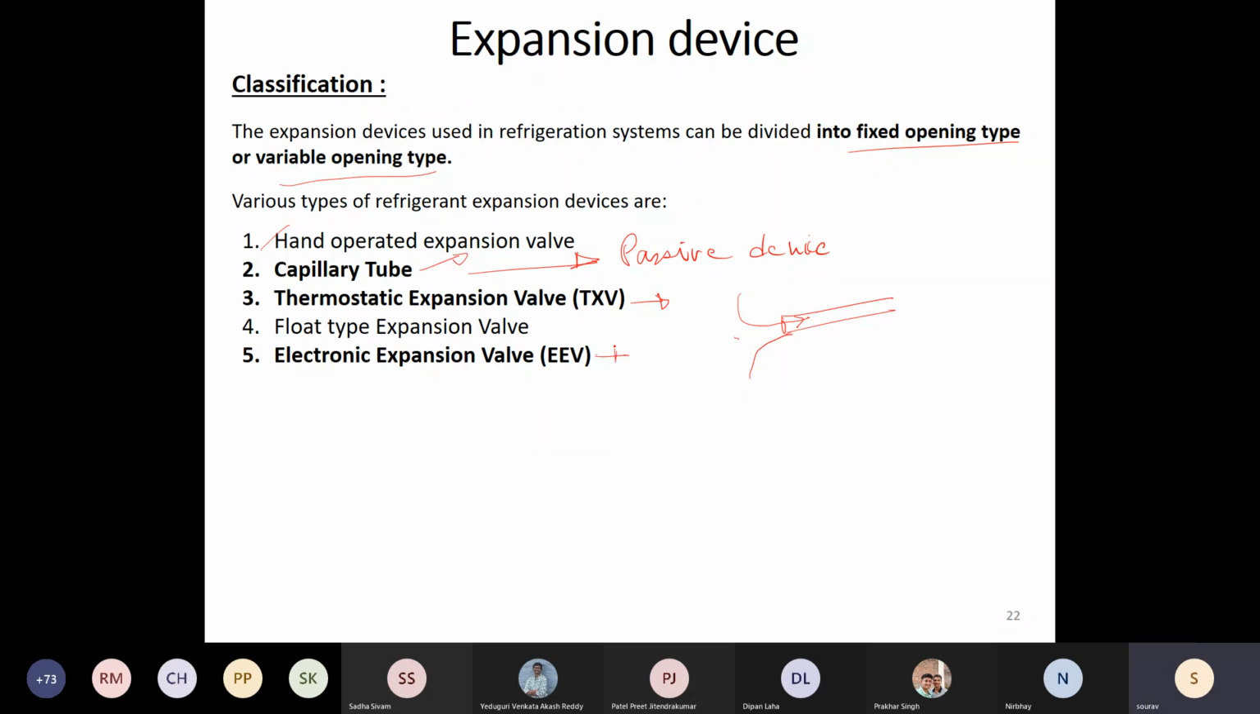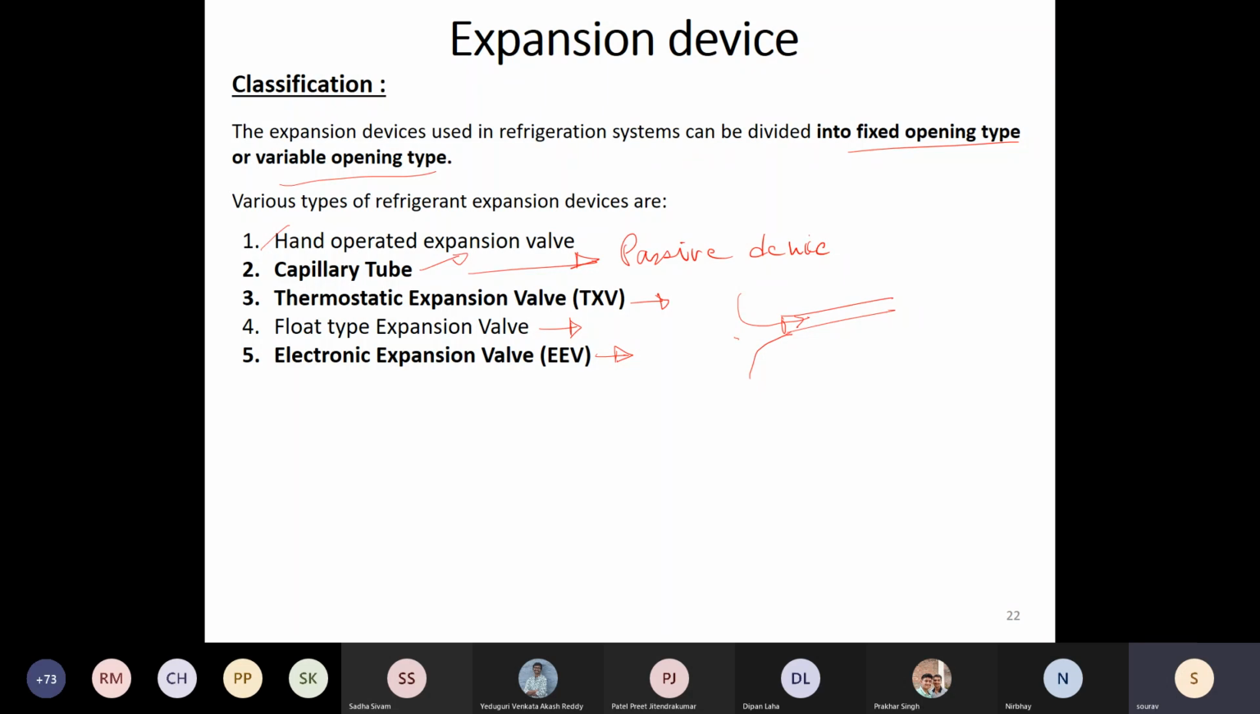Then there is something called the electronic expansion valve. Again, instead of mechanical actuation, here it is all electronically done, but you have a tap. I'm using the word tap because we are familiar with that. So it is a valve which is operated through an electronic circuit. Okay, then we also have a float type expansion valve. Float type valve is again used in your day-to-day life.